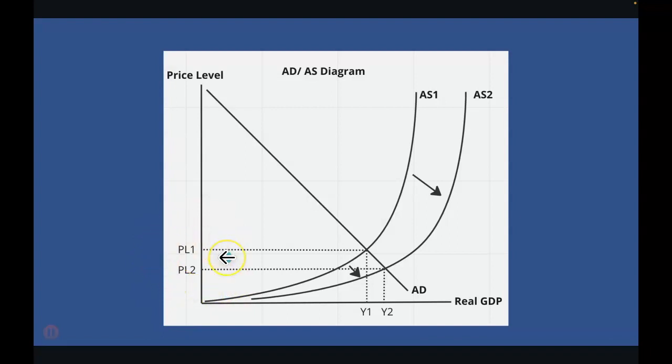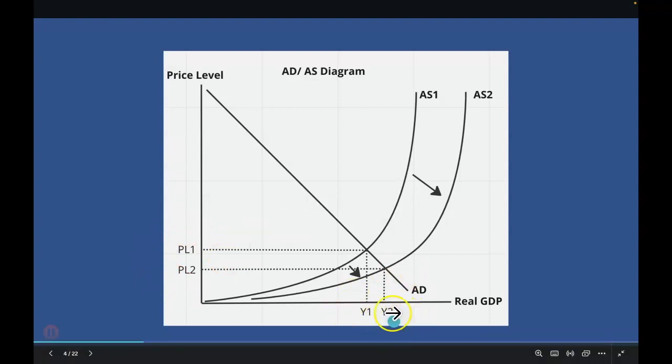We don't need to unpack that in too much detail right now. What I do want you to focus on, however, is the x-axis, and you'll notice that there's an increase in real GDP from Y1 to Y2. So more goods and services are being produced, which means there's going to be an increase in the demand for labour resources, and so we also see a decrease in unemployment.